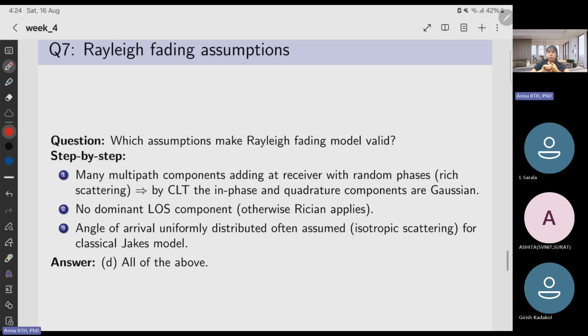Also, this was one of the moderate questions: which assumptions make the Rayleigh fading model valid? One of the reasons is that it should not be line of sight.